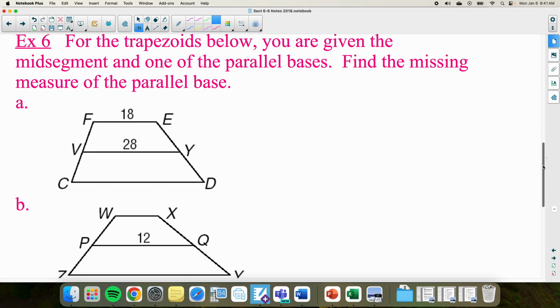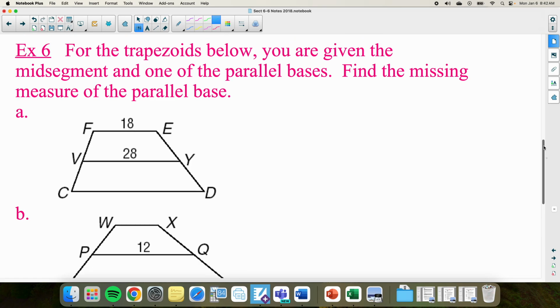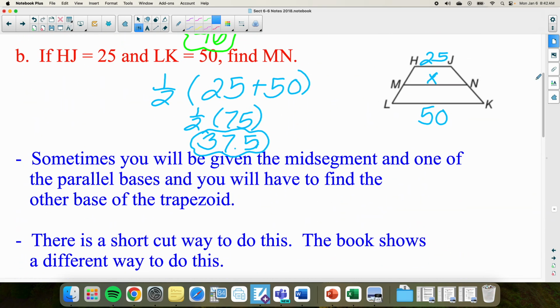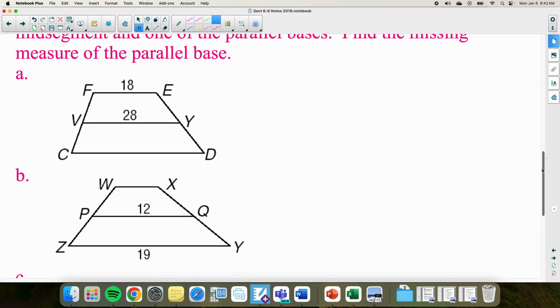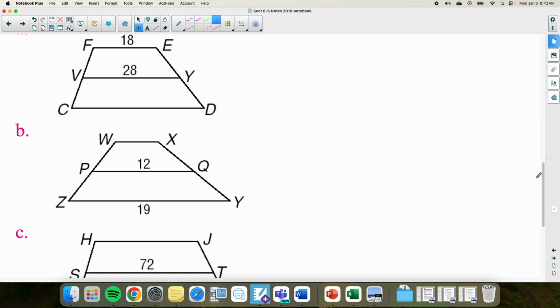Now there's a second type of question that they're going to give you with these, where in these top 2, notice I was given the 2 bases, and I had to add them together and multiply by 1/2. On these bottom ones, you're going to be given one of the bases and the mid-segment, and you have to find the other one. Sometimes you're given the bottom one and the mid-segment, and you have to find the top. Sometimes you're given the top and the mid-segment, and you have to find the bottom. Now, this is how I show this.